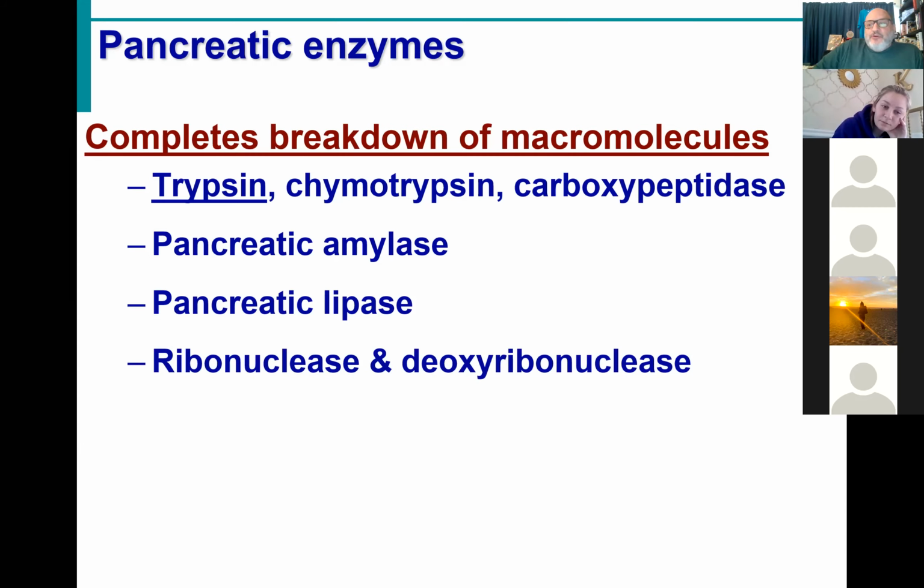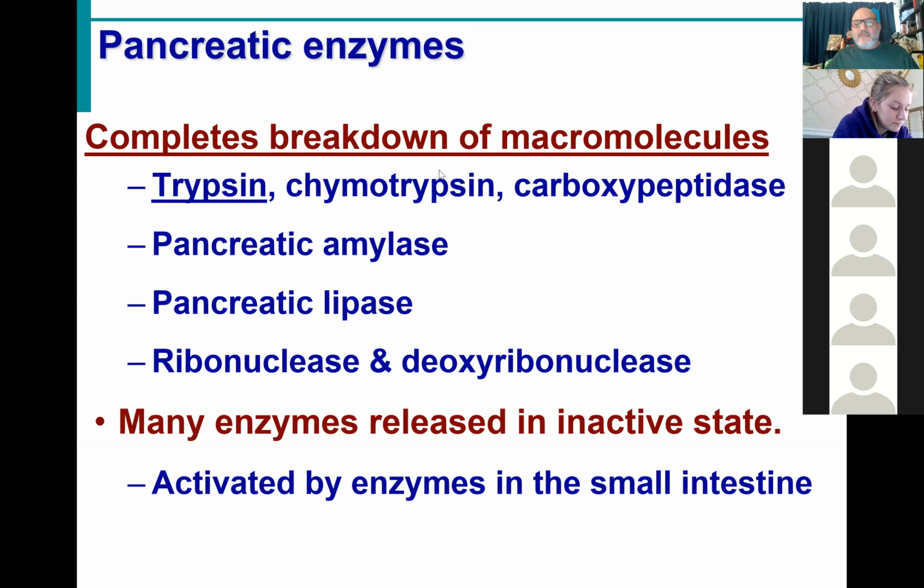Ribonuclease and deoxyribonuclease, guess what those break down? The DNA. Yeah, and RNA, right? This breaks down nucleic acids, absolutely. So again, our pancreas produces enzymes that are capable of completing or helping to complete the breakdown of all of our macromolecules. All right, so whatever it is that you ingest, we have the keys here to break those bonds for absorption.